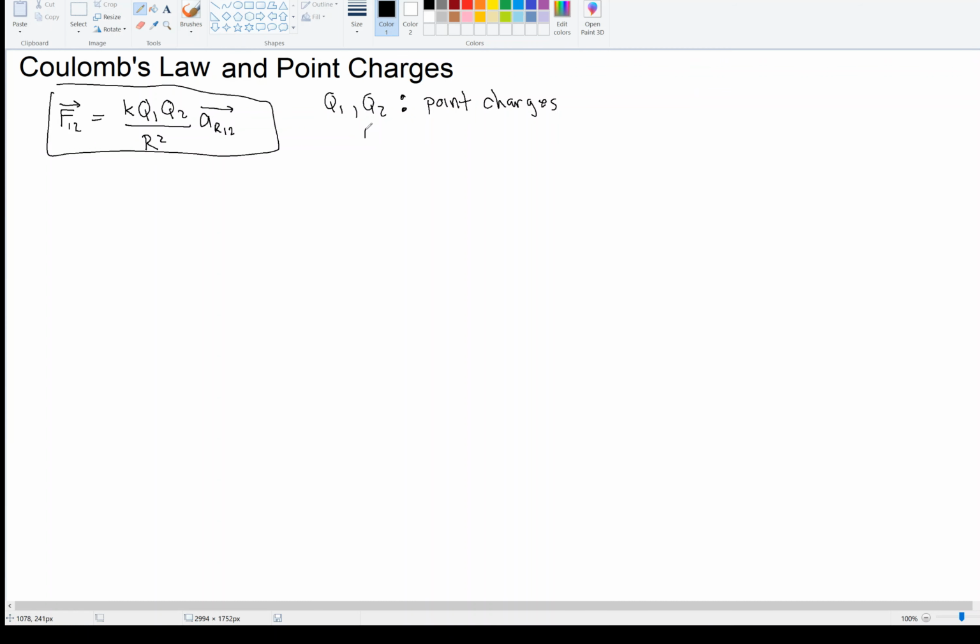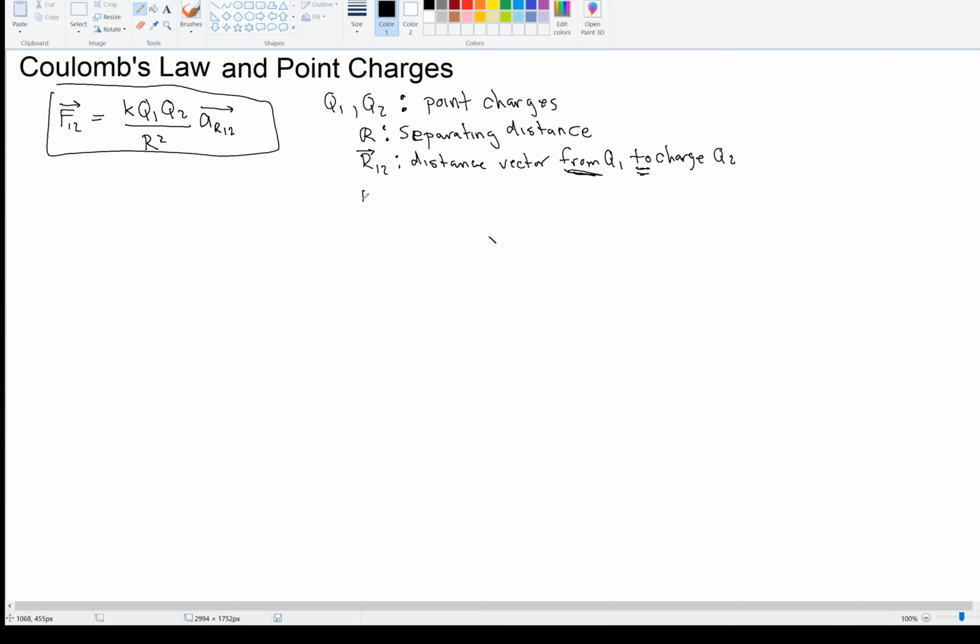In this equation, R is the separating distance between those point charges. R12, you see it come up in the subscript. R12 is a distance vector from charge 1 to charge 2. Getting that order is important. So you see I'm underlining from and to there.